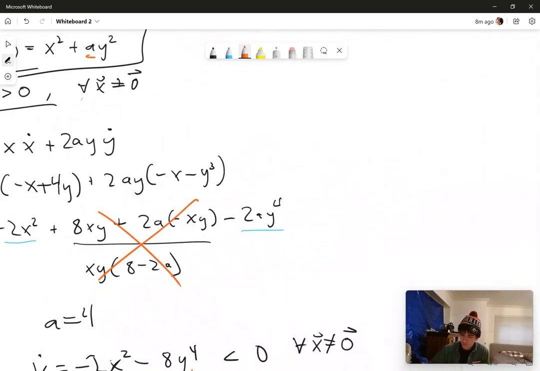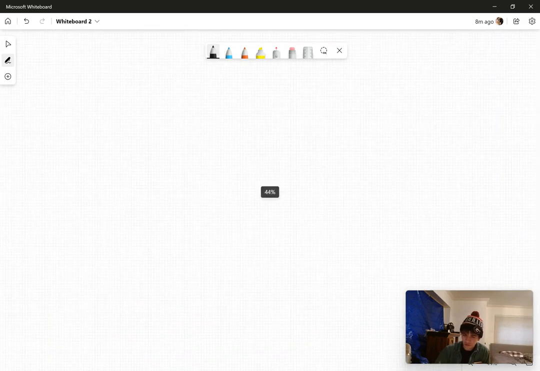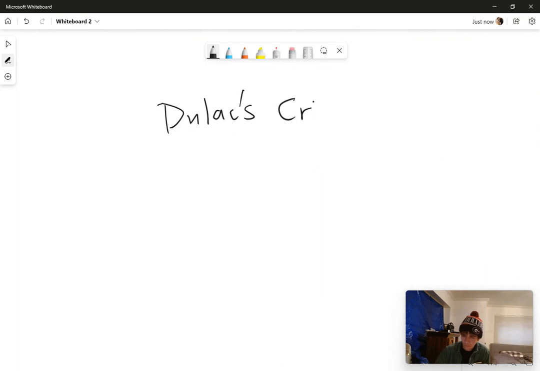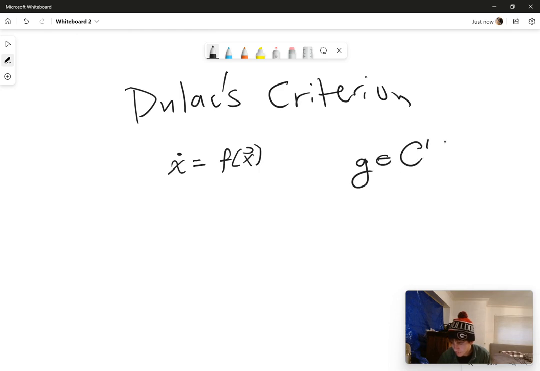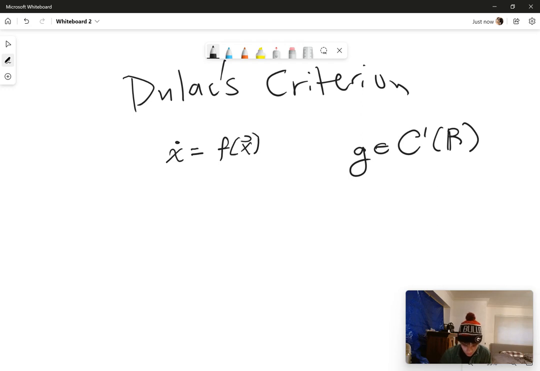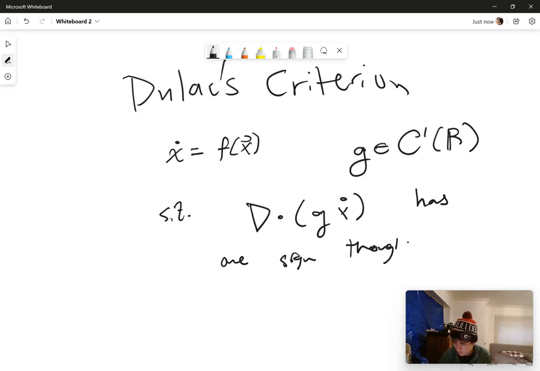Okay, so the next way to rule out closed orbits, and the final strategy that we'll go over, is called Dulac's criterion. This is a property that relies on Green's theorem and essentially says that if we have a system x dot is equal to f of x, and we can find some continuously differentiable real valued function g of x, so I'm just going to put g is within C1 of R, which is shorthand notation for continuously differentiable real valued function, such that the divergence of g x dot has one sign, so it's either strictly positive or strictly negative, then no closed orbits can exist.